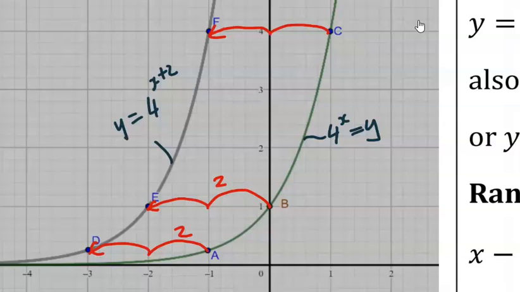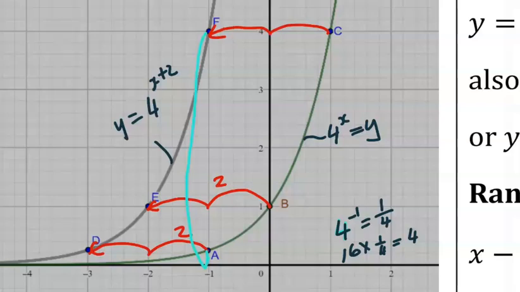see that if I look at this point here, if I put minus 1 in, 4 to the negative 1 is a quarter. And 16 times a quarter gives me 4. And this is this f value of mine. So here's my 16 times a quarter. In other words, if I measure from the x-axis to A, I will get a quarter, but if I measure from the x-axis to F, I will get 4 units, which is 16 times a quarter.